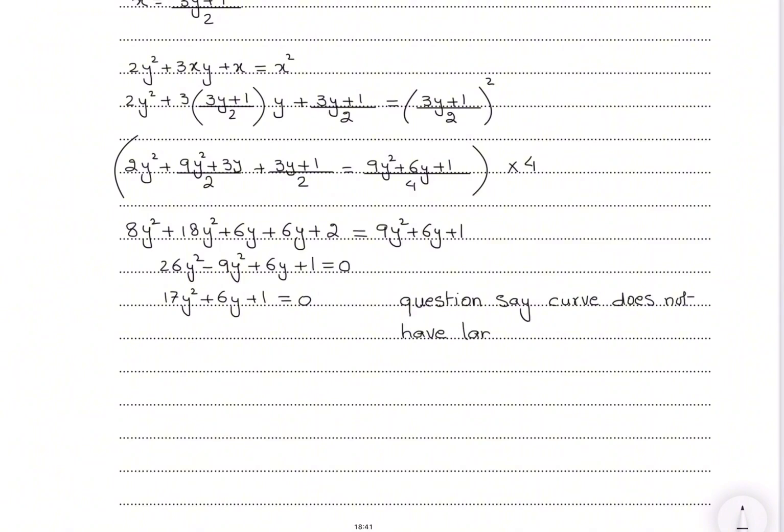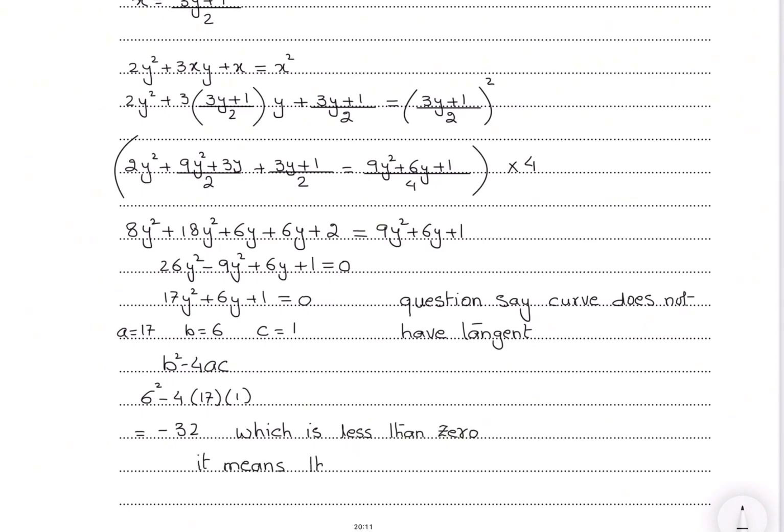The question says the curve does not have a tangent, so use b square minus 4ac. Let's see what it says. A is 17, B is 6, C is 1. Put the values in. So it's minus 32, so this is less than 0. It means there is no solution.